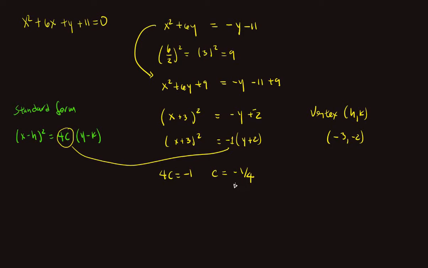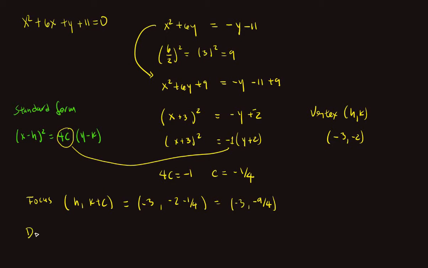Okay, now we have the value of c, which is going to give us the focus, and it's going to give us the directrix. So let me write here the equation of the focus and directrix for this parabola. So the focus is (h, k plus c), where h in our case is going to be negative 3, and k plus c is going to be negative 2 minus 1/4. And if we add these two, we will get something like (minus 3, negative 9/4). So now we have the focus here.